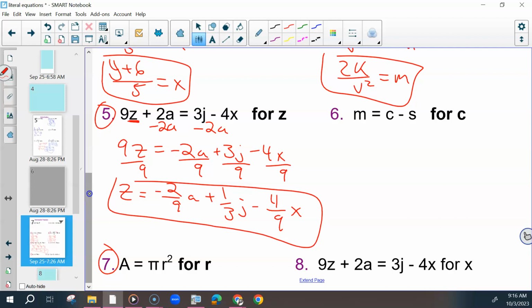Make sure you are simplifying. It will change how your answer looks. We want it as simplified as possible. Do you have any questions on 5?